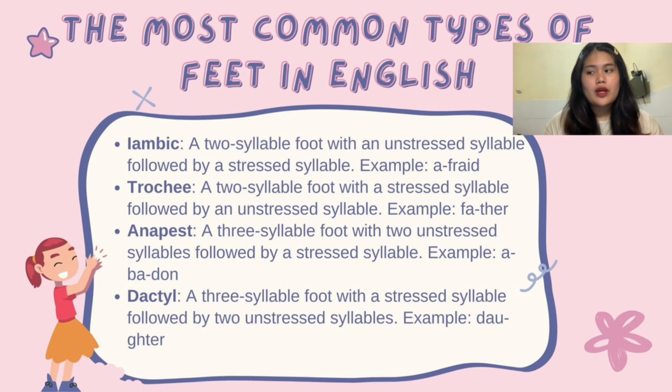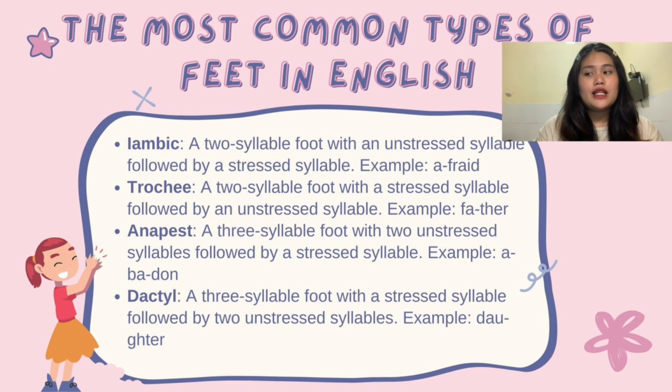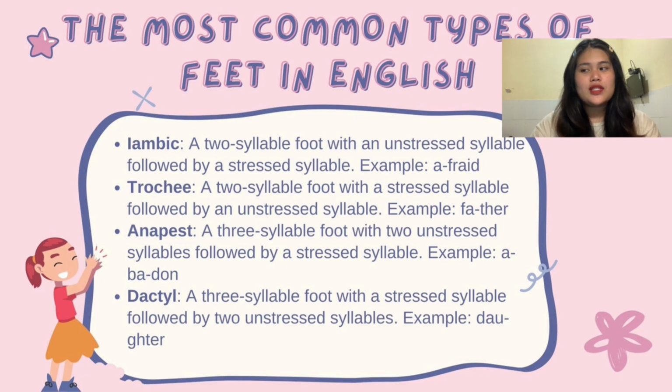Feet are groups of syllables that are pronounced together as a rhythmic unit. They are the basic units of meter in poetry. The most common types of feet in English are, the first one, iamb. An iamb is a two-syllable foot with an unstressed syllable followed by a stressed syllable. For example, "afraid." The second one is trochee.